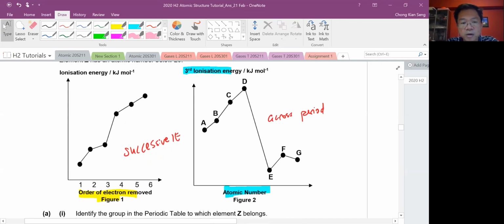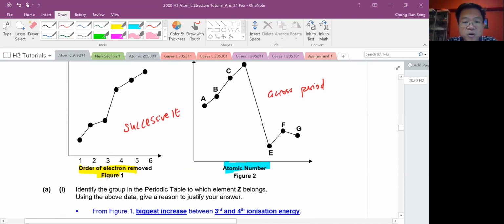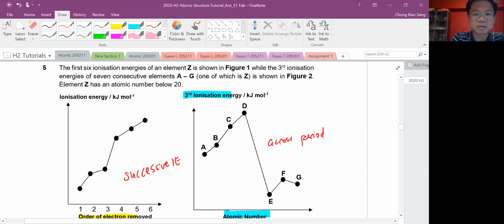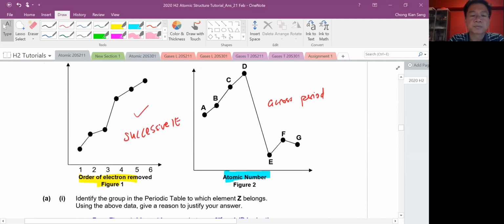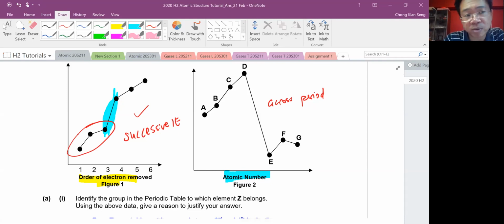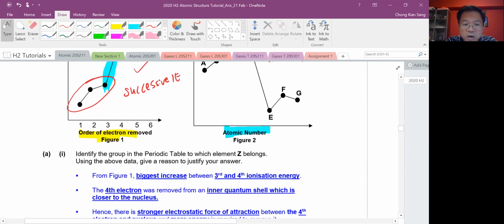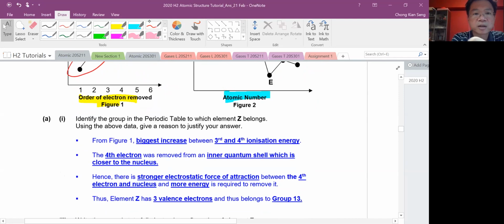The question wants you to identify which group element Z is in. Which graph will you use? Will I use the successive IE? Yes, you should use successive IE to determine the group number for element Z. For successive IE, we look at the sharp increase. Our conclusion is that the first 3 electrons before the sharp increase are taken from the outermost quantum shell. So it has 3 valence electrons, and therefore this is group 13. That's pretty easy.